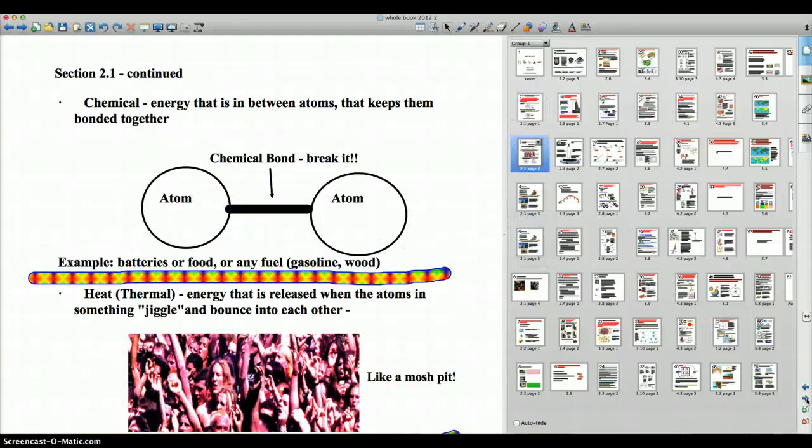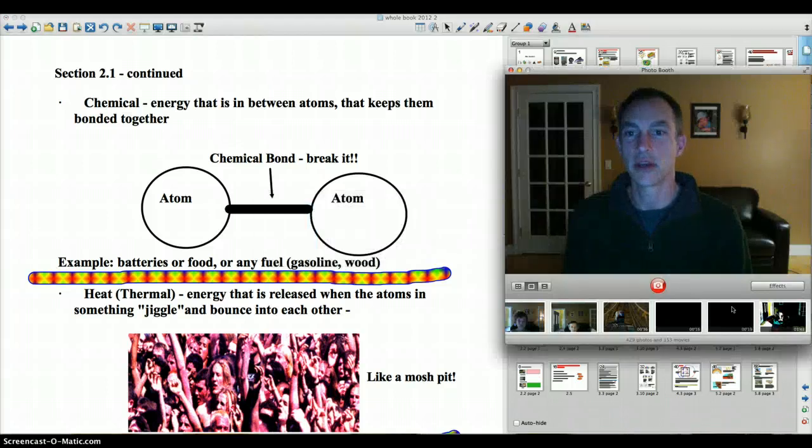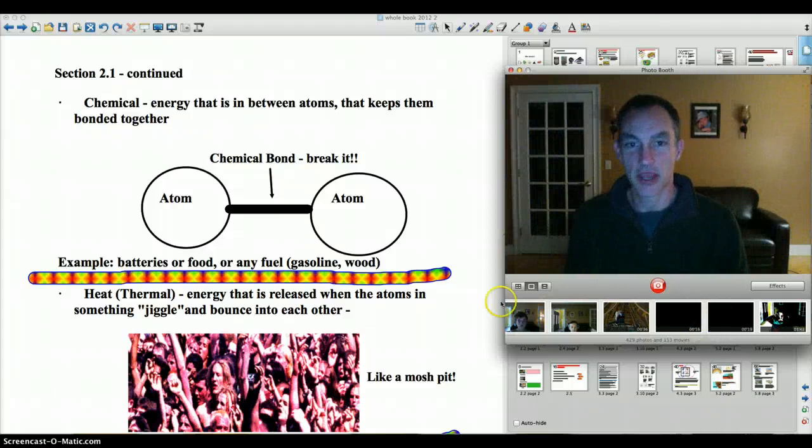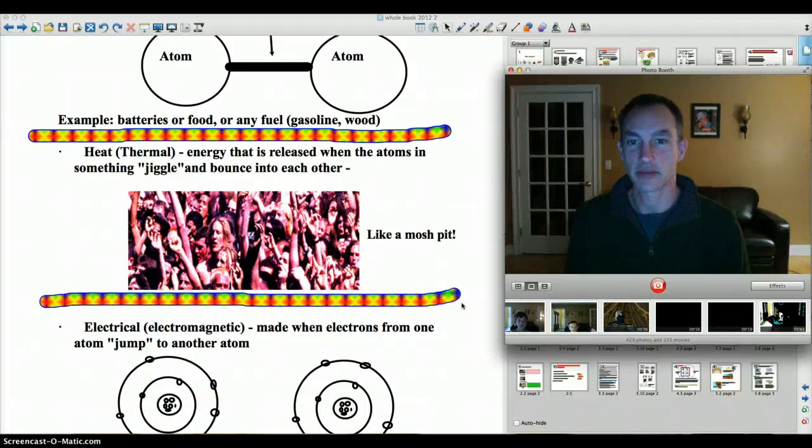Next, chemical energy is energy that's in between two atoms and it keeps the atom bonded together. A chemical bond, if you break it, you release the chemical energy. It's stored in there. Heat energy is energy of jiggling atoms. They jiggle, jiggle, and the more they jiggle, the more heat there is.